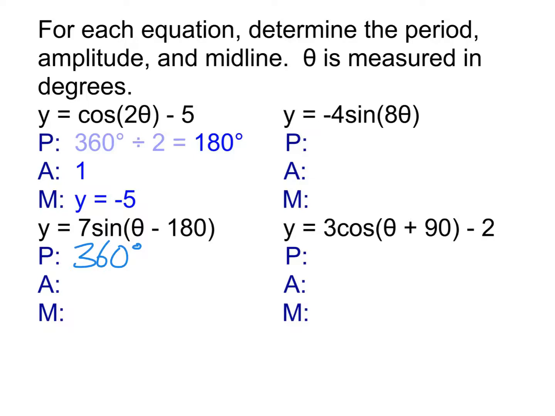So what does the minus 180 do to the period? Nothing. Not a single thing. The minus 180 is the phase shift, and that's all it is. It does not affect the period, it does not affect the amplitude, and it does not affect the midline in any way, shape, or form.